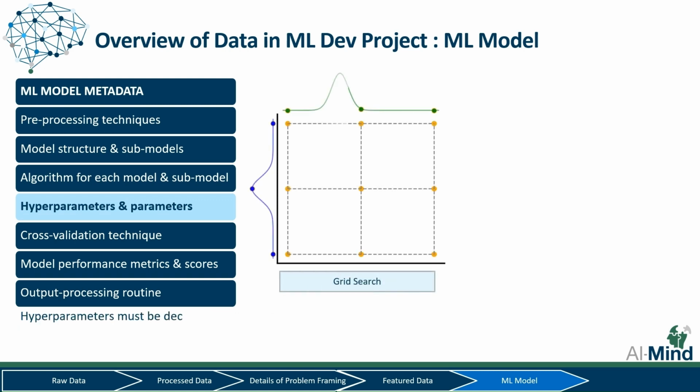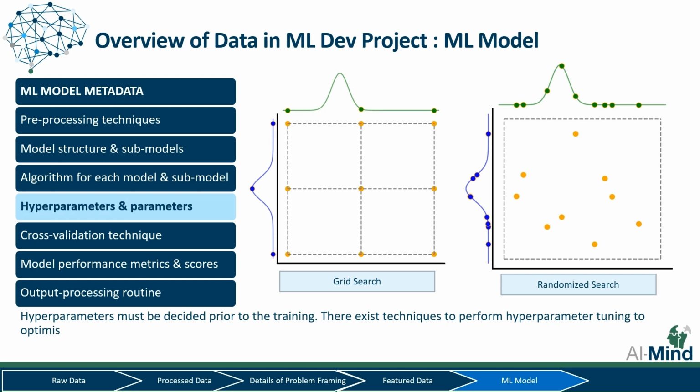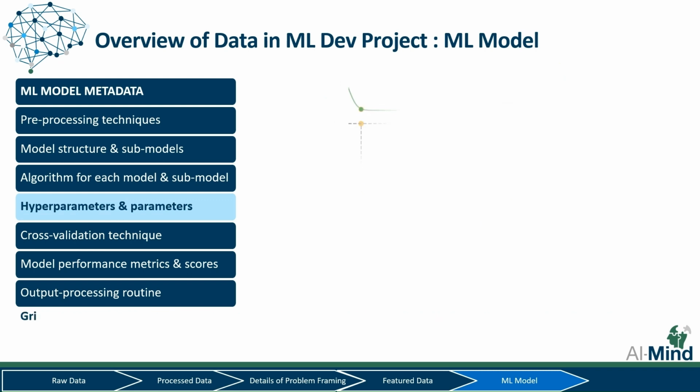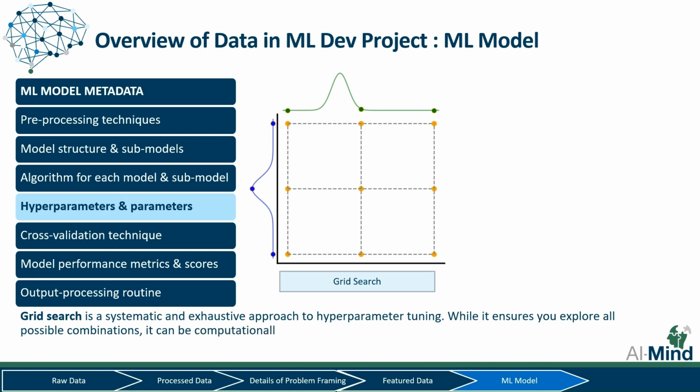Hyperparameters must be decided prior to the training. There exist techniques to perform hyperparameter tuning to optimize the configuration of the hyperparameters. For examples, grid search and randomized search. Grid search is a systematic and exhaustive approach to hyperparameter tuning. While it ensures you explore all possible combinations, it can be computationally expensive, especially when dealing with a large number of hyperparameters or a wide range of values.